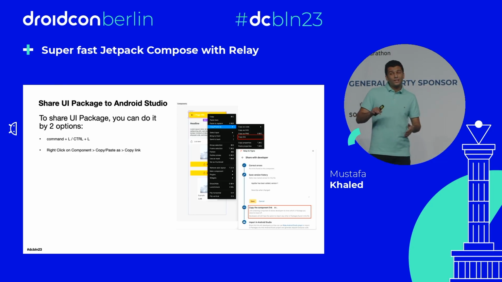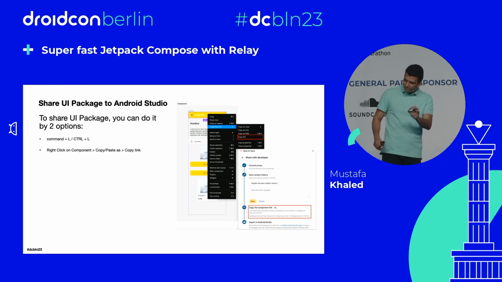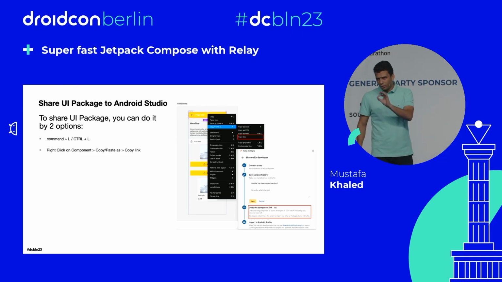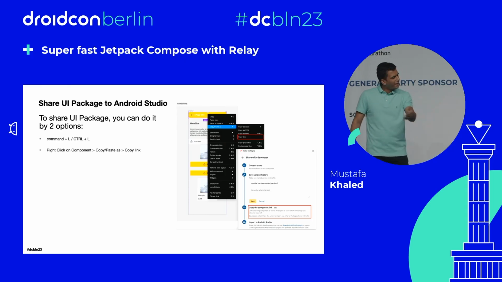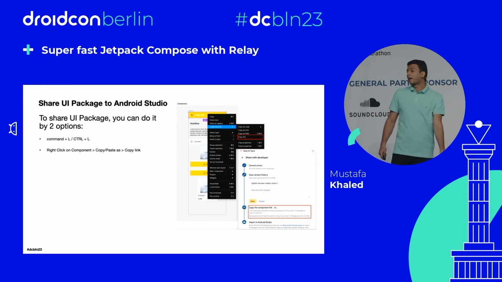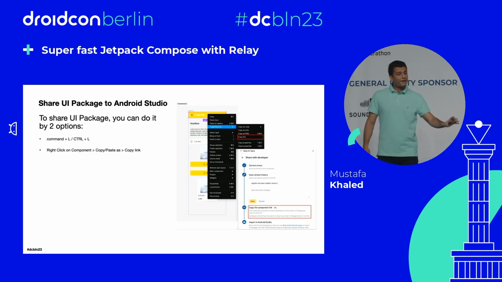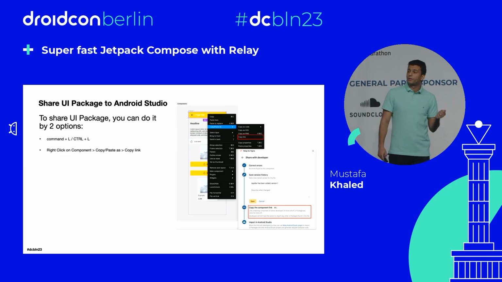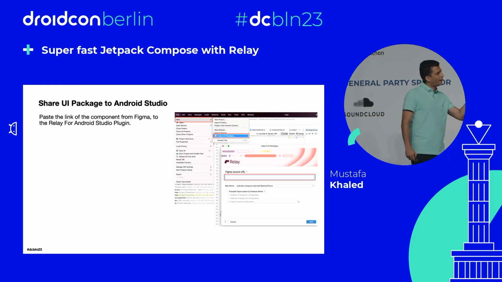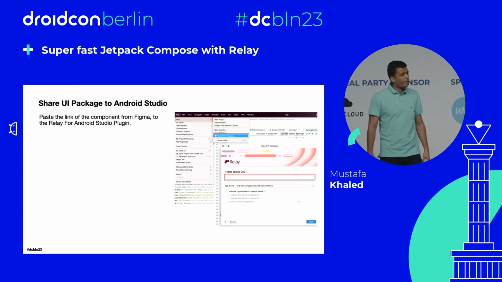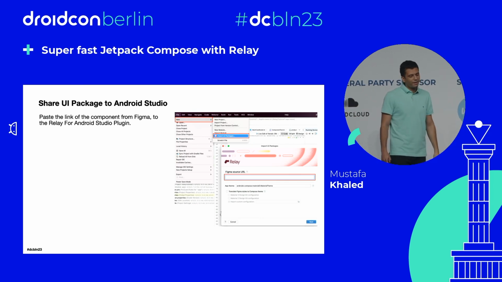The second option is to right-click on the specific component or design, choose Copy/Paste as, and press Copy link. These are the two options. Now you have the link on your clipboard, and it's time to share it to Android Studio. So you open Android Studio, click on New, and you will find Import UI packages, and you can paste the Figma source just generated from Figma.